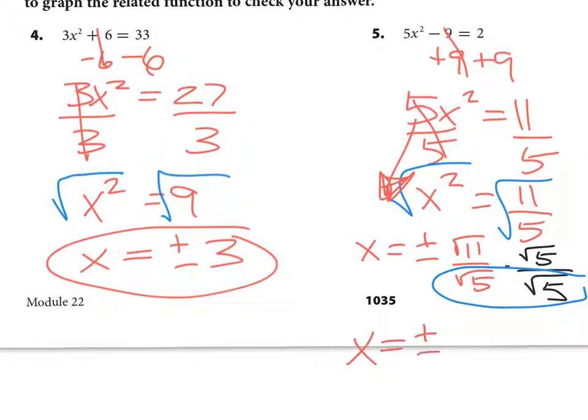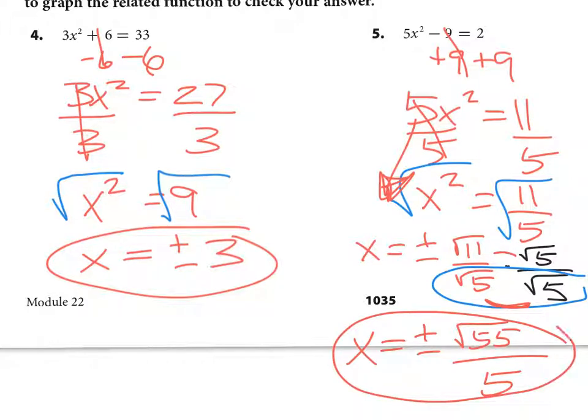So what we end up with is, on the top, if you do 11 times 5, we get square root of 55. On the bottom, we would get square root of 25 or just 5 because the square cancels the square root. And that would be our exact solution. Again, you cannot have a square root in a denominator.